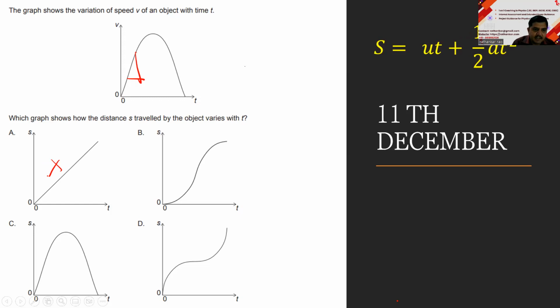Then it cannot be something like this also, because you see here it is linear, here it is also linear. So this and this shape will not be mimicking the same thing. This can be true only when s is proportional to v. See, s is not proportional to v here. So therefore, this is also incorrect. This is also incorrect.